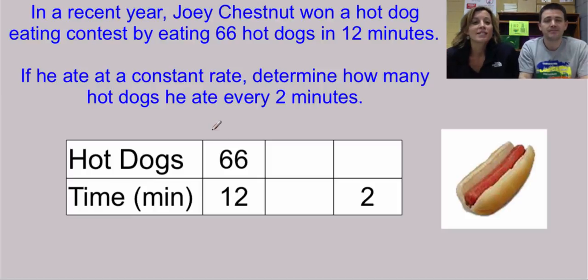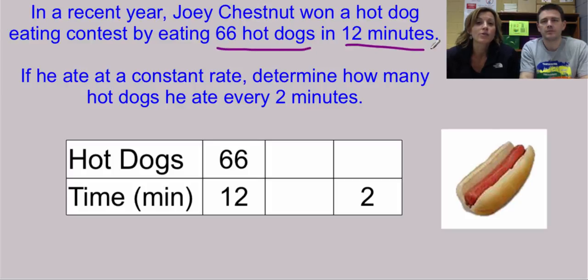All right. In a recent year, Joey Chestnut won a hot dog eating contest by eating 66 hot dogs in 12 minutes. I know, completely disgusting, but he does it. If he ate at a constant rate, determine how many hot dogs he ate every 2 minutes. So set up your table, set up your problem. Here we go. So he ate 66 hot dogs in 12 minutes.